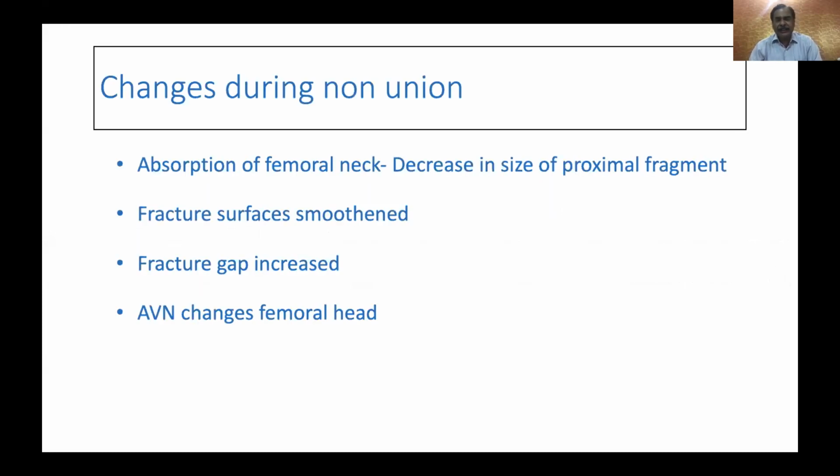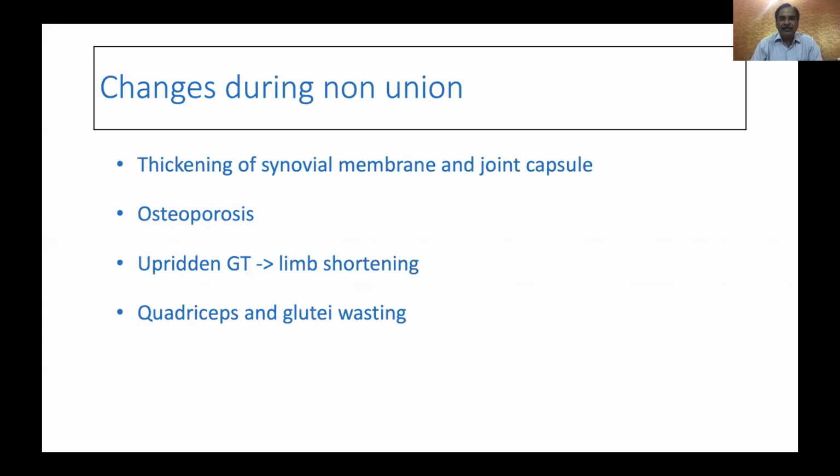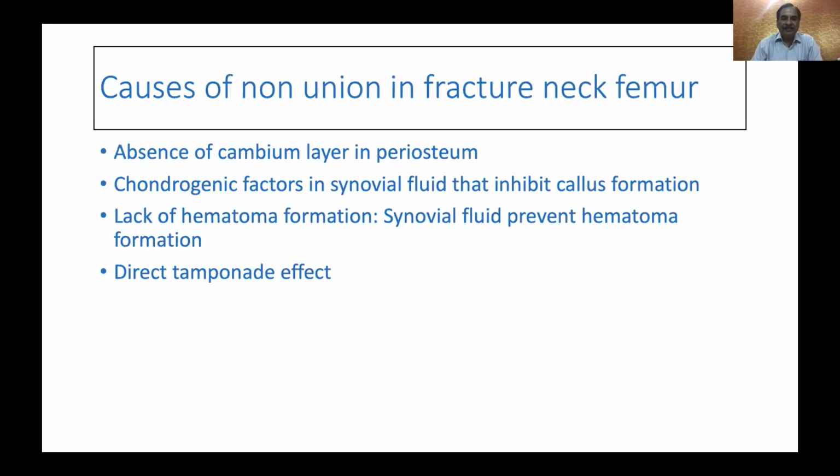Now, changes in the non-union. The changes during non-union which occur include resorption of the femoral neck, which leads to reduced size of proximal fragment. The fracture surfaces become smooth, the fracture gap is increased, and there are avascular necrosis changes in the femoral head. There is thickening of the synovial membrane and joint capsule, osteoporosis, the upriding greater trochanter giving rise to limb shortening, and the quadriceps and the glutei wasting.